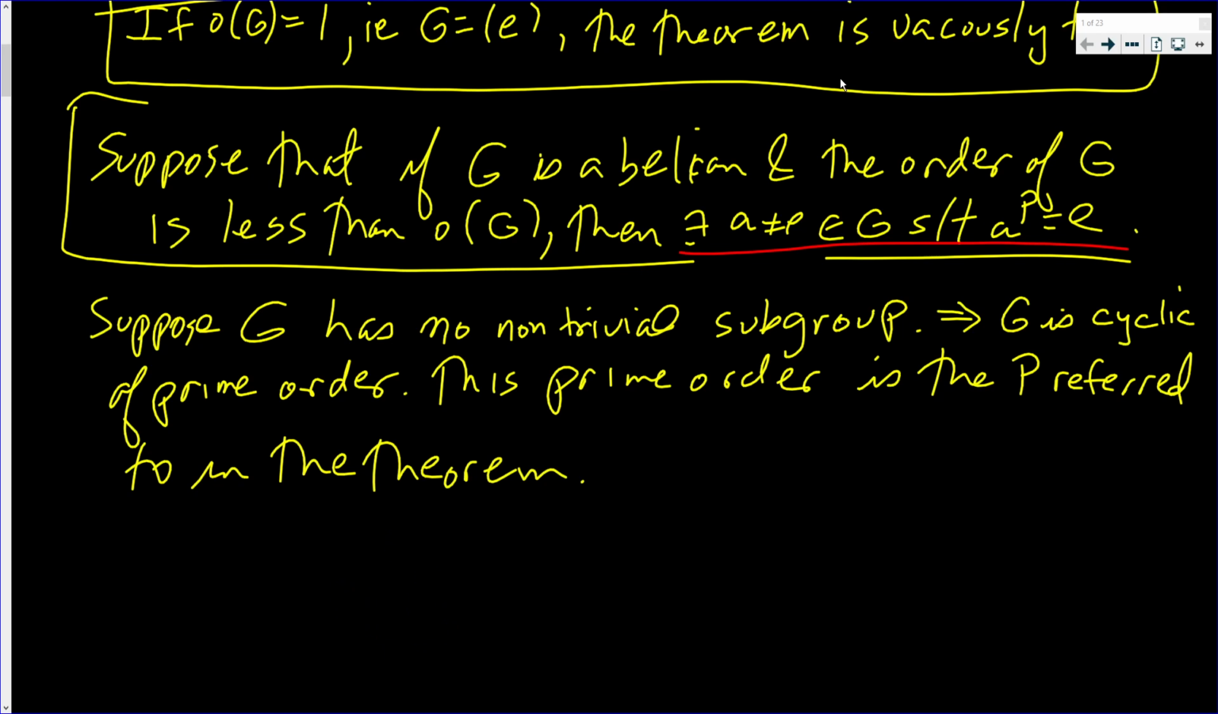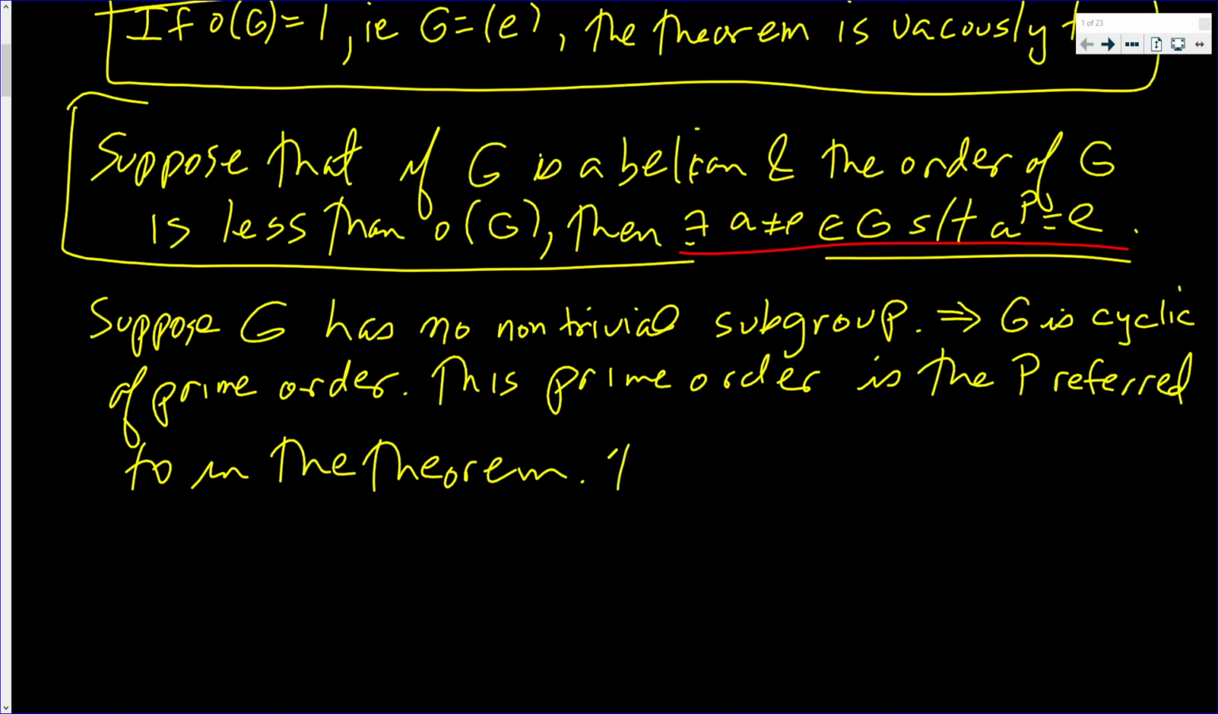Now, the order of an element in a group must divide the order of the group. That is, the only numbers that divide P are 1 and P, and 1 is reserved for just the element E. E is the only element in each and every group that has order of 1. So all the other elements in the group must have order of P.